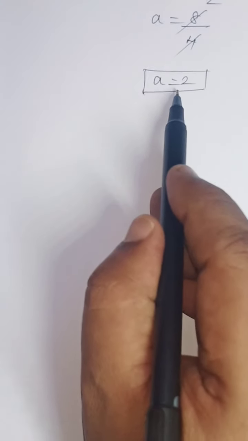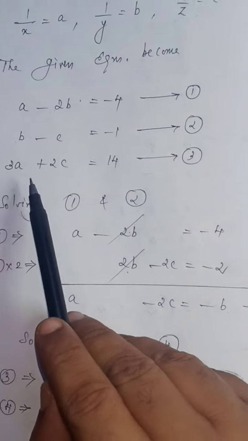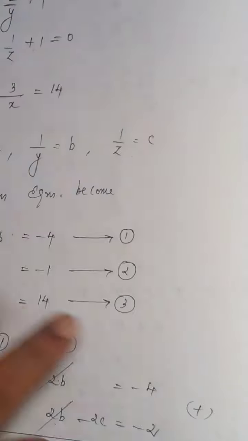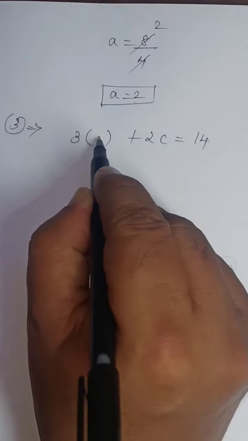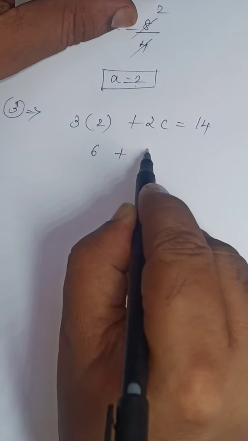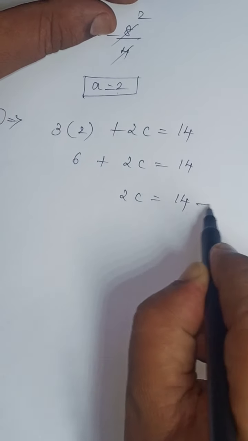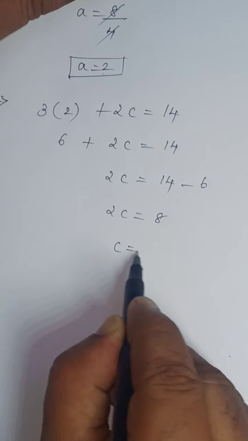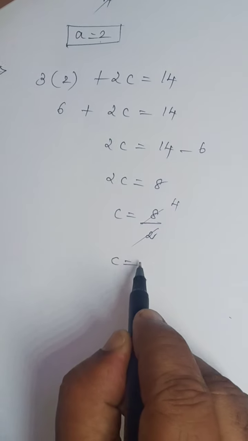Now I am going to substitute the value of a in equation number 3 or 4. I take equation number 3. So equation number 3 implies, look at that, 3a plus 2c equals 14. What is the value of a? 2. 3 2s are 6. 2c equals 14, plus 6 comes to the right hand side as minus 6. 2c is equal to 14 minus 6, which is 8. c is equal to 8 divided by 2. 2 table, how many times? 4 times, and c equals 4.